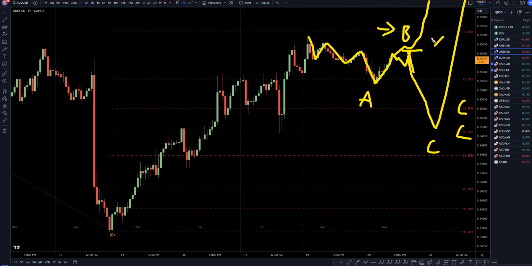If I do see that, then I would exit my longs and I would go short for the wave C until we get a Fibonacci bounce and a big engulfing move to the upside with a break of structure. Once I saw that, then I would exit my shorts and go long again for the continuation of the uptrend.